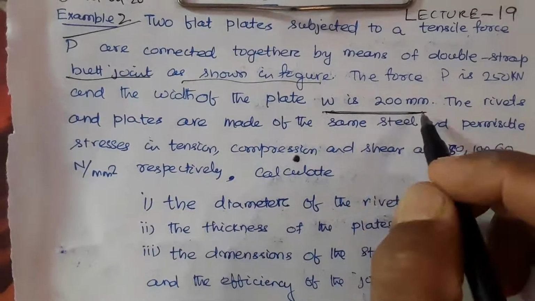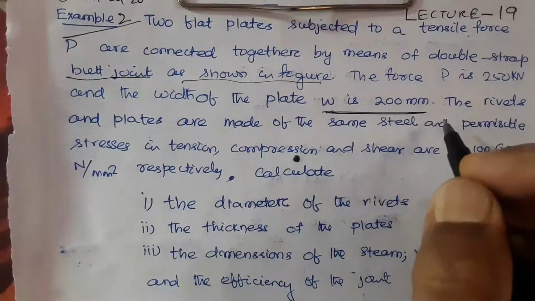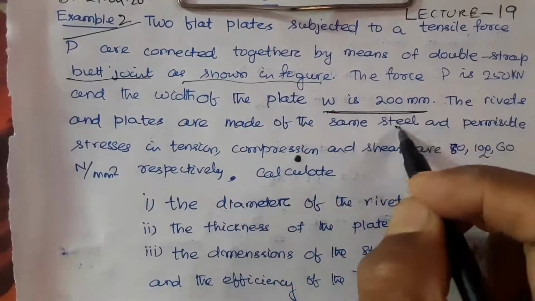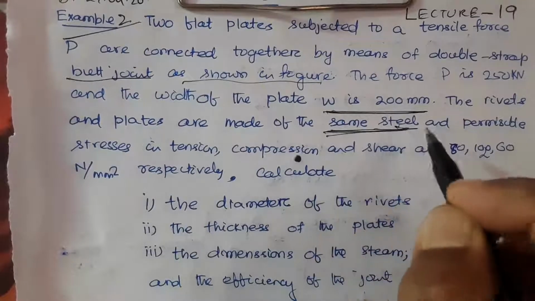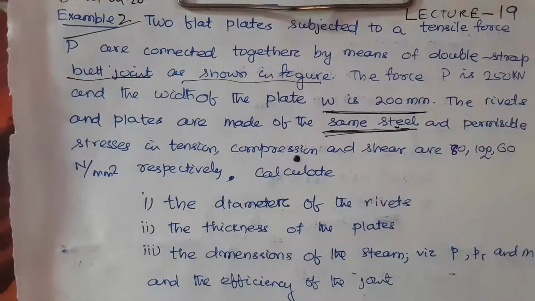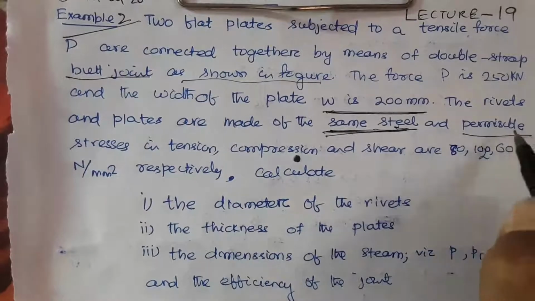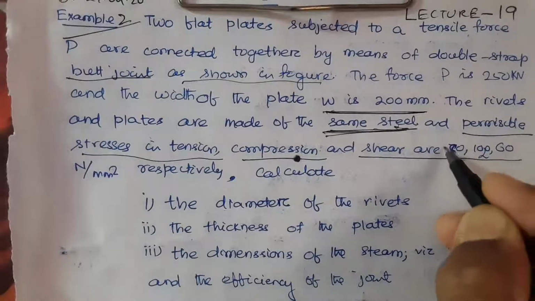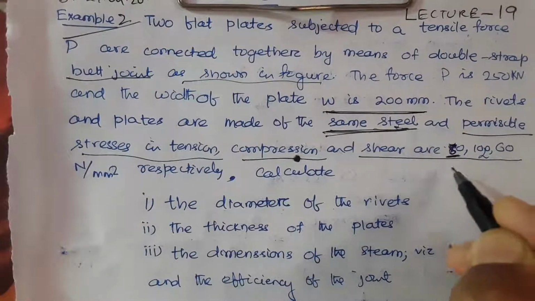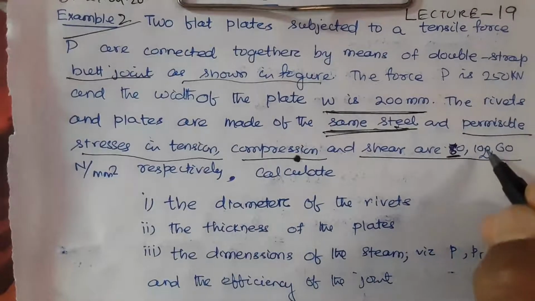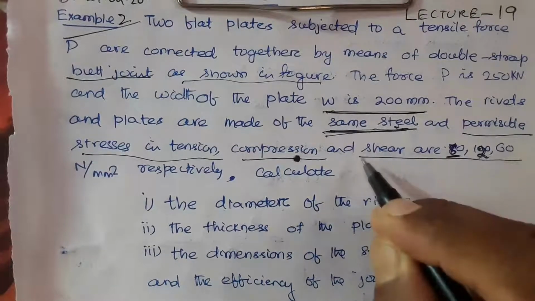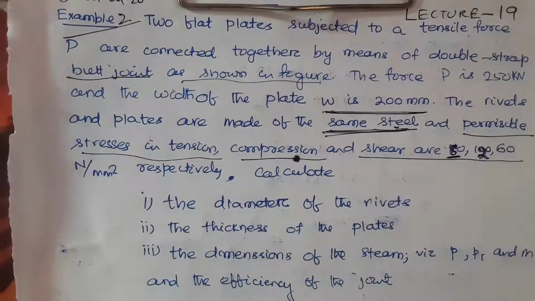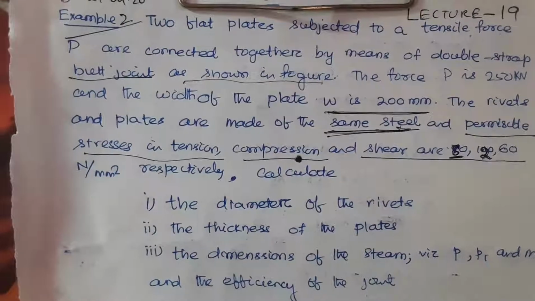Width is here, in this case it is given, is 200 millimeter, and the rivets and plates are made up of same steel. So the plates and the rivets are made up of same material, and the permissible stress in tension, in compression, and in shear are given to be 80 megapascal in tension, 120 megapascal in compression, and 60 megapascal in shear. So these are given, or Newton per millimeter square.